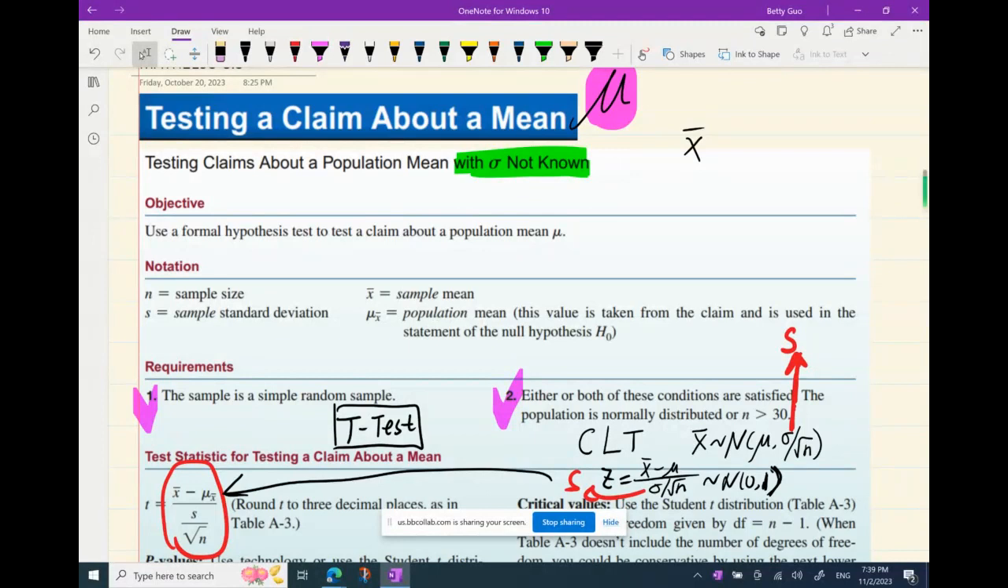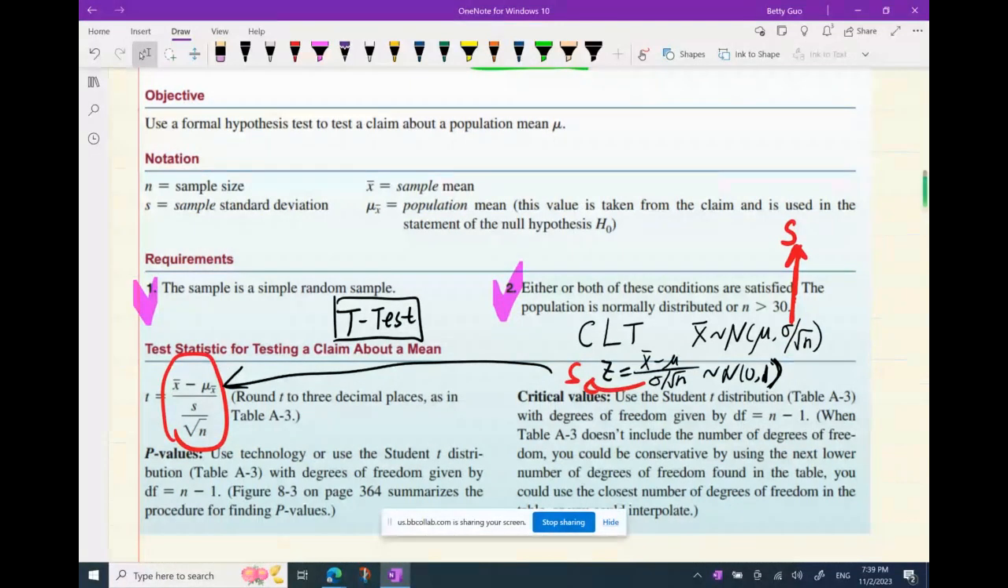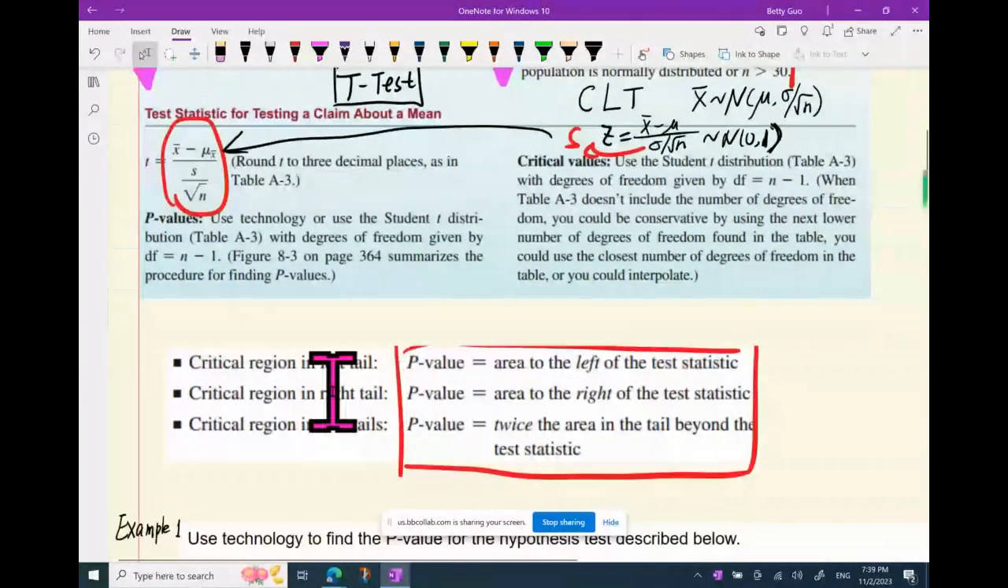All right, so that's some preparation. Very important, we need to remember for testing population mean mu, the test we are going to apply is a t-test, not a z-test anymore. It is a t-test. All right, so we are going to go over some examples to get familiar with and reinforce the process.